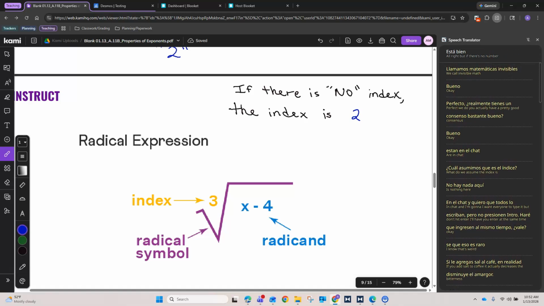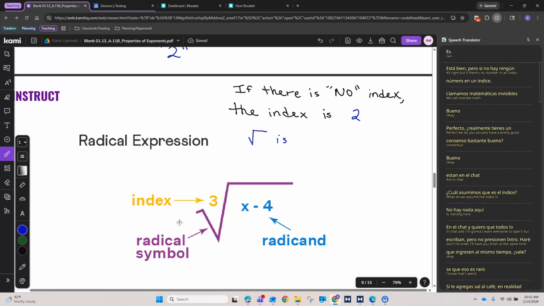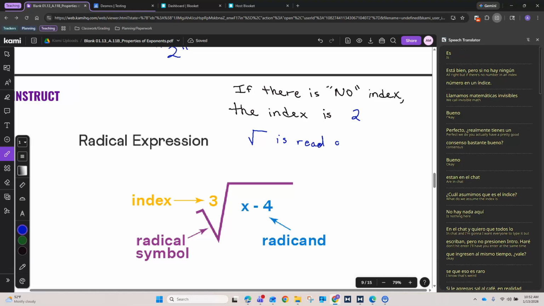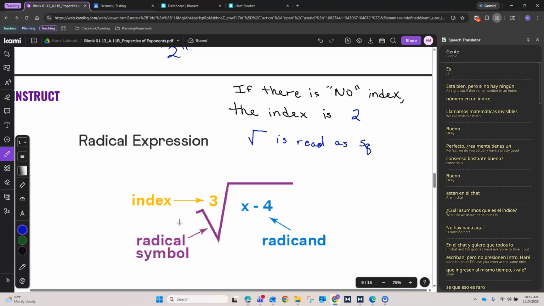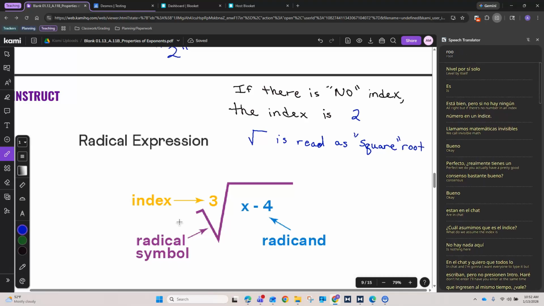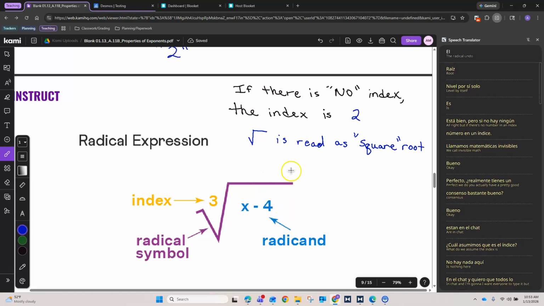And that's because this symbol by itself is read as square root. So if square root, the exponent to make something squared is 2. The radical undoes an exponent. The index matches the radical or the exponent, okay? Everyone understand why there's a 2? Why we pretend there's a 2 there?